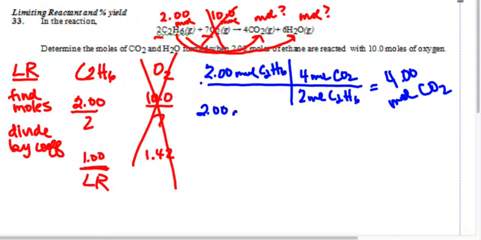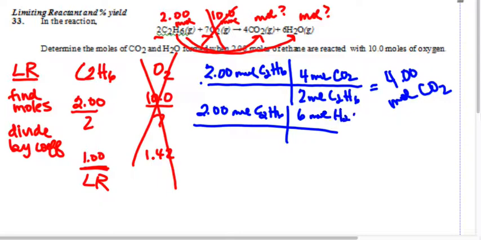Start out with my 2.00 moles of ethane. For every 6 moles of H2O, I have 2 moles of C2H6. And this is a coincidence in the problem that we're getting the same number of moles as the coefficient. That is not always the case. So please don't get used to that. Moles of, whoa, what am I on? H2O.